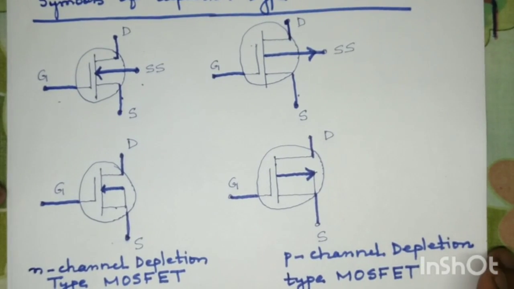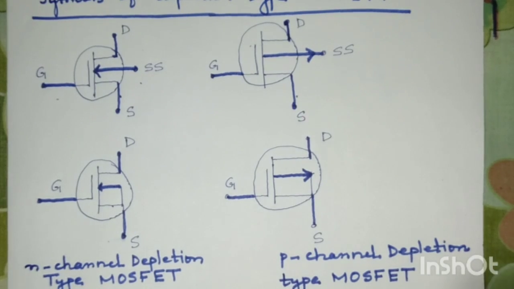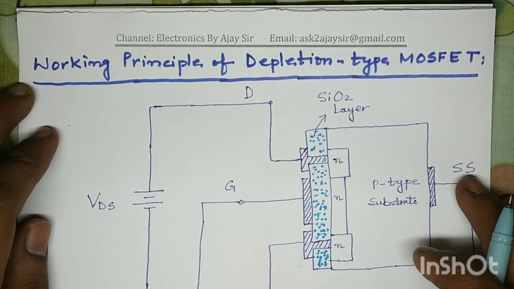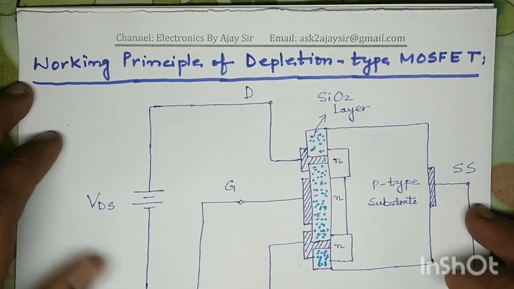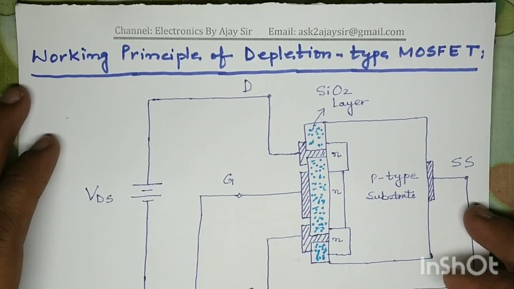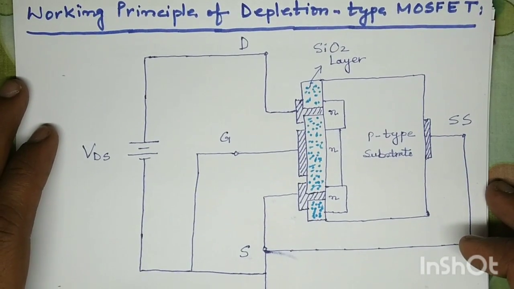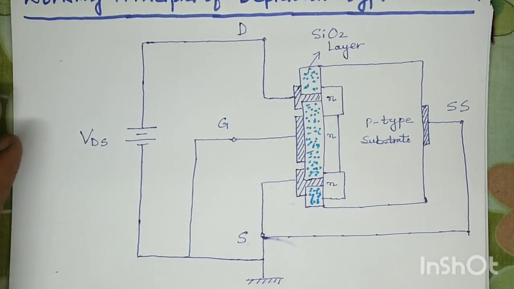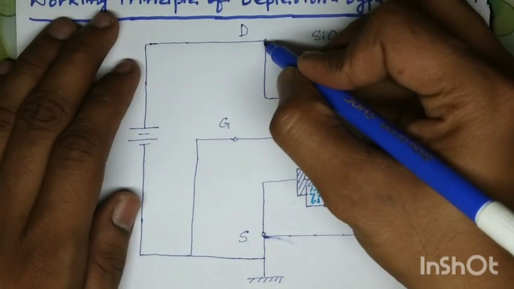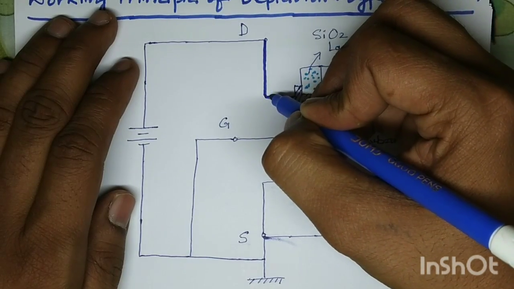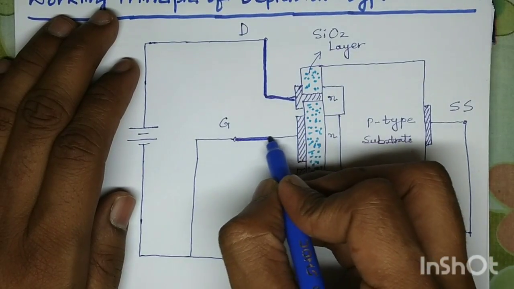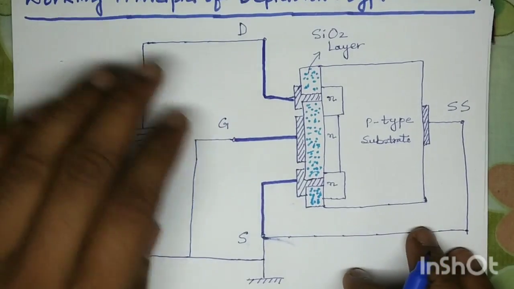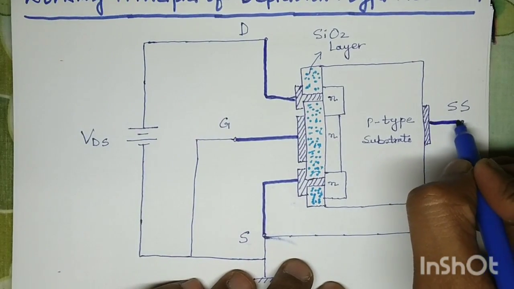Next we will discuss the working principle of depletion type MOSFET. To understand the working principle of depletion type MOSFET, here I have taken the example of N channel depletion type MOSFET. This is the drain terminal, this is the gate terminal, this is the source terminal, and this one is the substrate terminal.